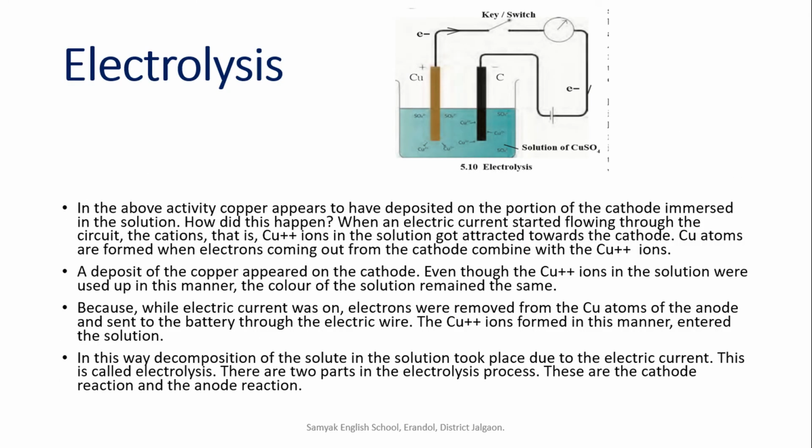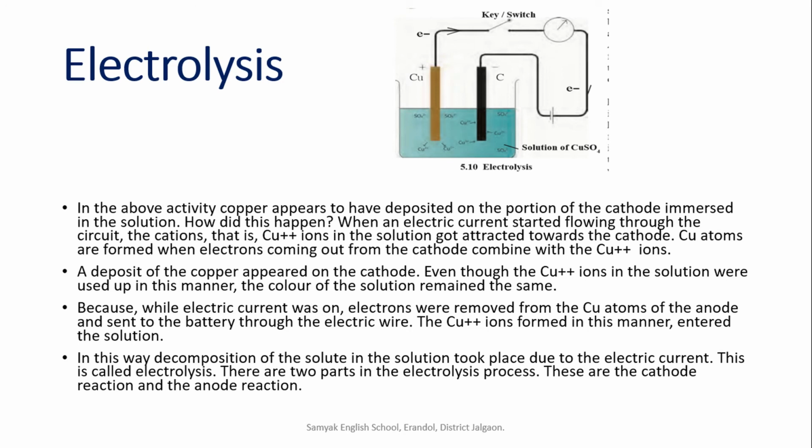The copper appears to have deposited on the portion of the cathode, that is the negative electrode, inside the solution. How does that happen? When the electric current is started, the cations, these are copper ions, Cu++ ions, travel in the solution and get attracted to the cathode. At the cathode, the electrons which are coming out from the cathode combine with copper ions and give rise to copper atoms. Deposition of copper takes place on the cathode.